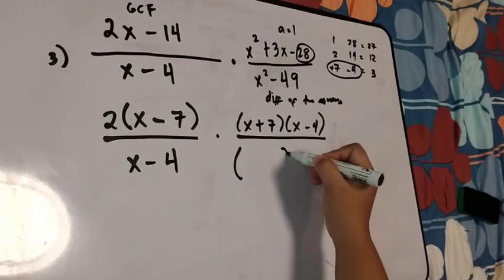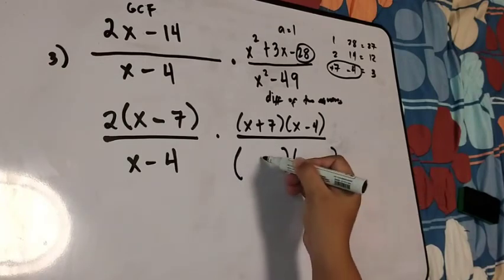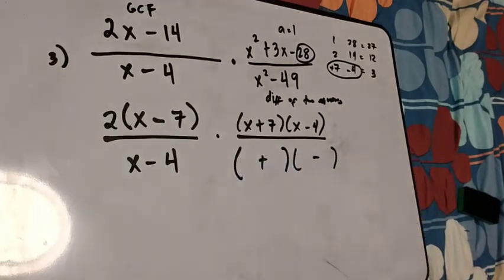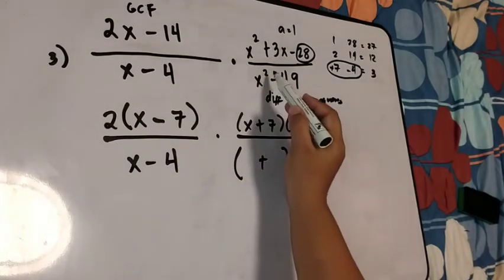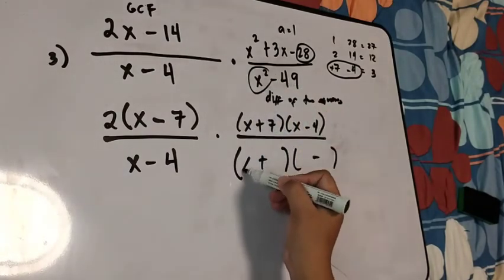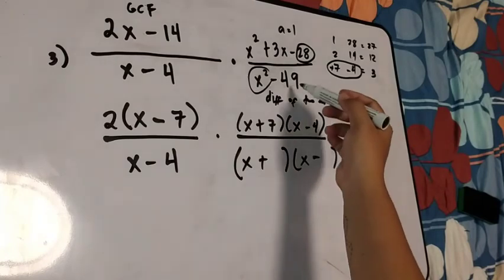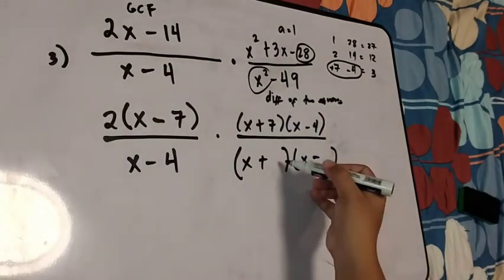Diba? Pag factoring using difference of 2 squares, we have here the sum and difference of 2 terms. Kunin lang yung square root na x squared. So, that is x. Square root of 49 is 7.